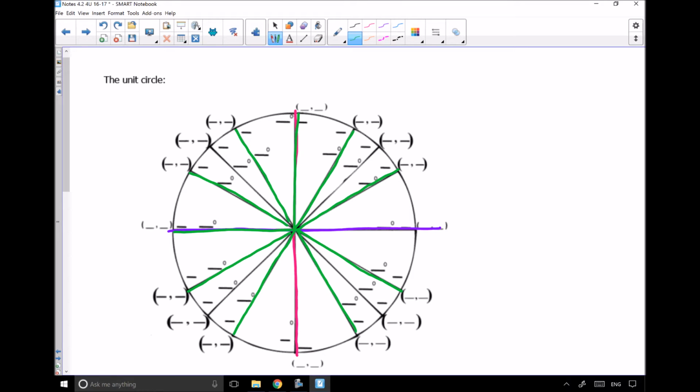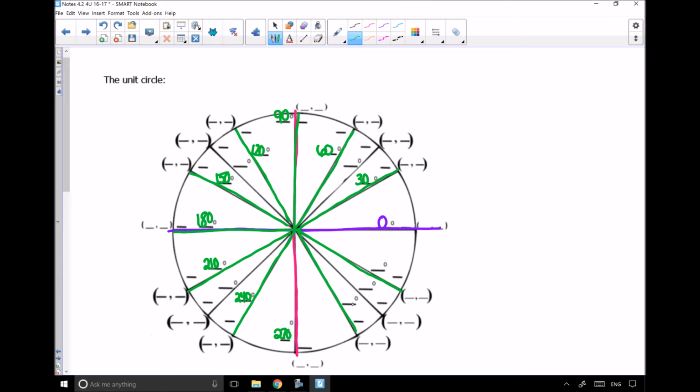Okay, so let's go ahead and fill in all this information first of all. So this is 0 degrees. Okay, if we're going up by 30s here, this is 30 degrees, 60 degrees, 90 degrees. We've got 120 degrees here, 150 degrees here, and 180 here. This is 210, 240, and 270.